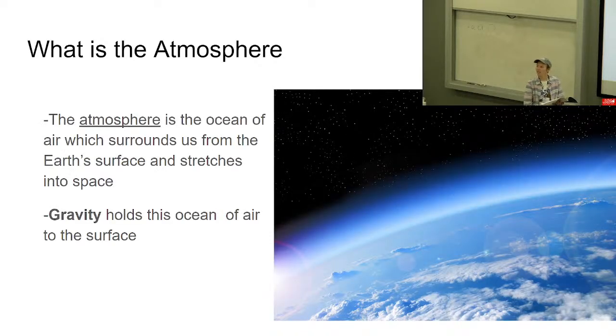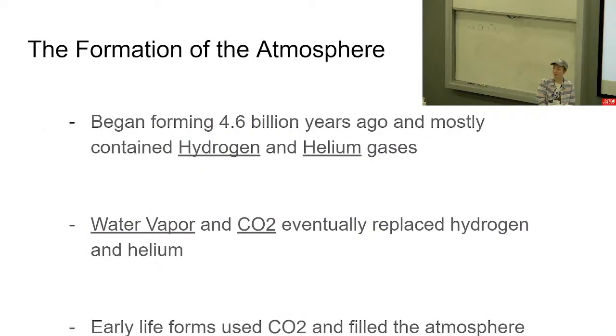So, what is the atmosphere? Have you gone outside before? You've experienced it. The atmosphere is the ocean of air which surrounds all of us from the Earth's surface and up into space. Gravity is holding down this ocean of air to the surface. So you can have gravity to thank for that. So let's talk about the formation of the atmosphere. We're on page 18, 19-ish.